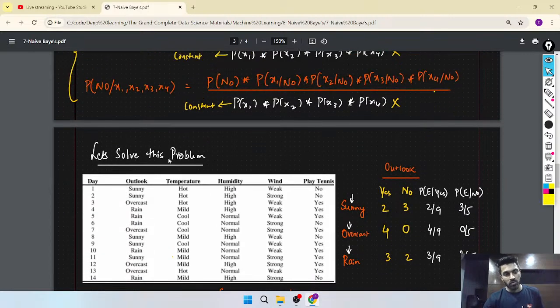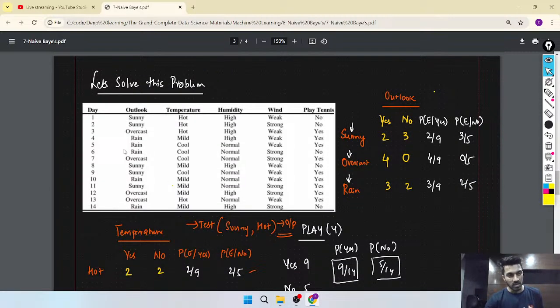And now we will solve the problem. Suppose you have a problem with outlook, temperature, humidity, and wind, and according to these we have to predict whether the player is able to play or not. If the outlook is sunny, temperature is hot, humidity is high, and wind is weak, then play is no. If it is overcast, hot, high, weak, then play is yes, something like that.